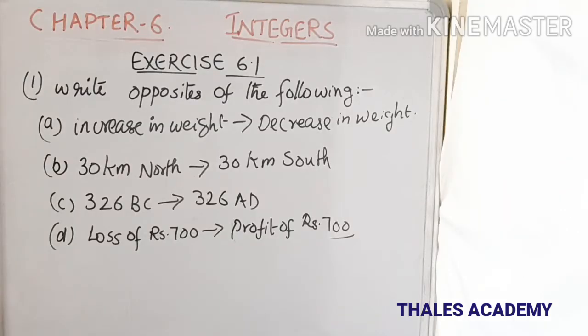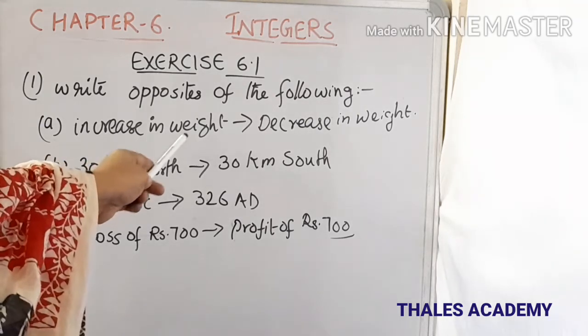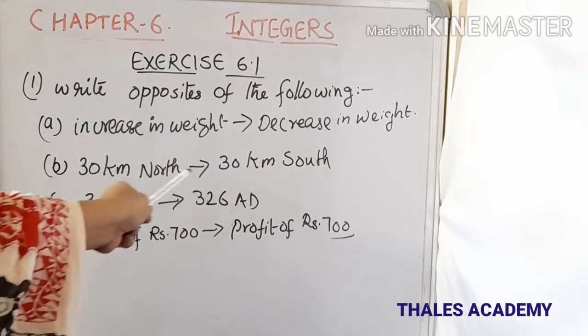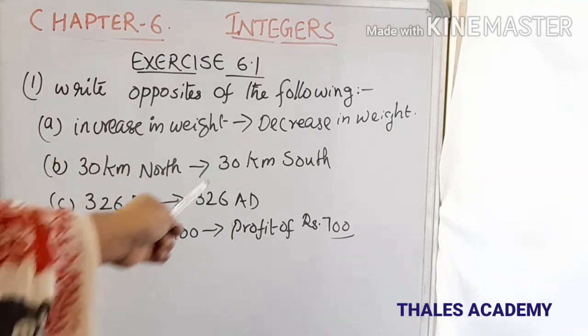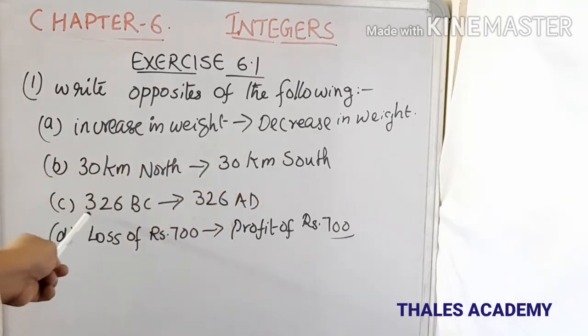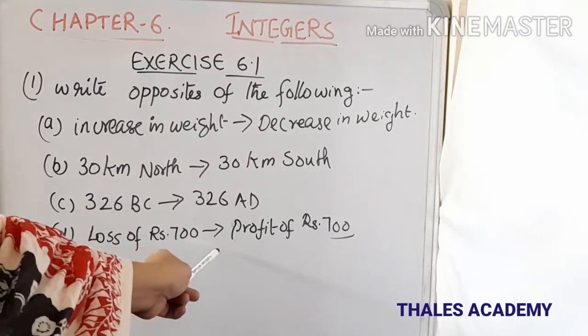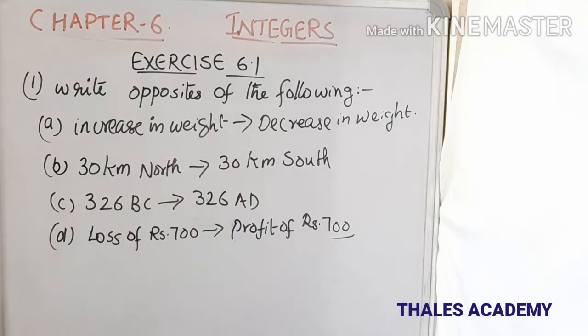Exercise 6.1. The first question is, write opposites of the following. Increase in weight. The opposite of increase in weight is decrease in weight. 30 kilometers north, the opposite is 30 kilometers south. 326 BC, opposite is 326 AD. Loss of rupees 700, opposite is profit of 700.